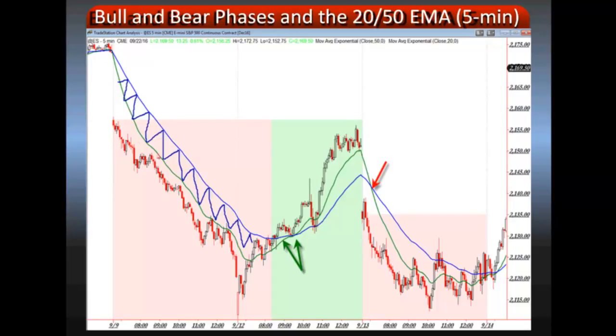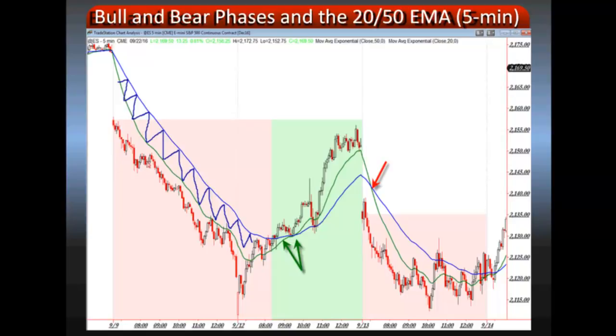Doesn't happen that often. This is, by the way, the ES, again, 5-minute chart, early September. So the market gaps down. This is a trend day, quintessential definition, trend day, low, low, high, high, etc., and separation of these averages. You want to engage the market short, short, short, short.